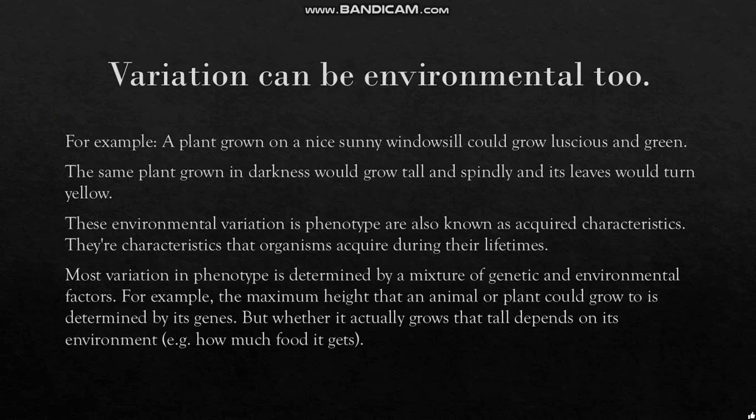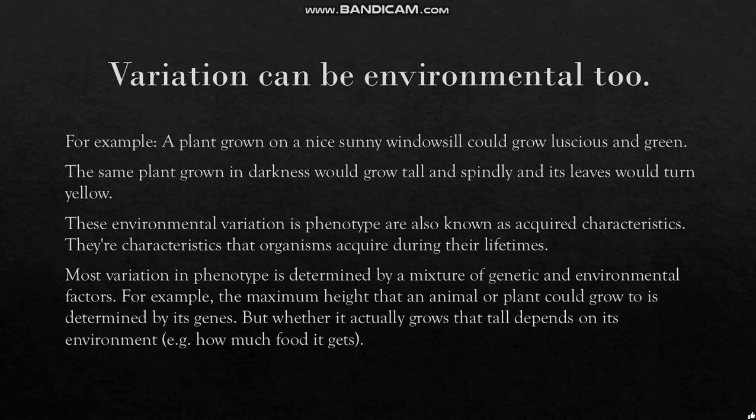Variation can be environmental too. For example, a plant grown on a nice sunny windowsill could grow luscious and green. The same plant grown in darkness would grow tall and spindly, and its leaves would turn yellow. These environmental variations in phenotype are also known as acquired characteristics. They're characteristics that organisms acquire during their lifetimes.